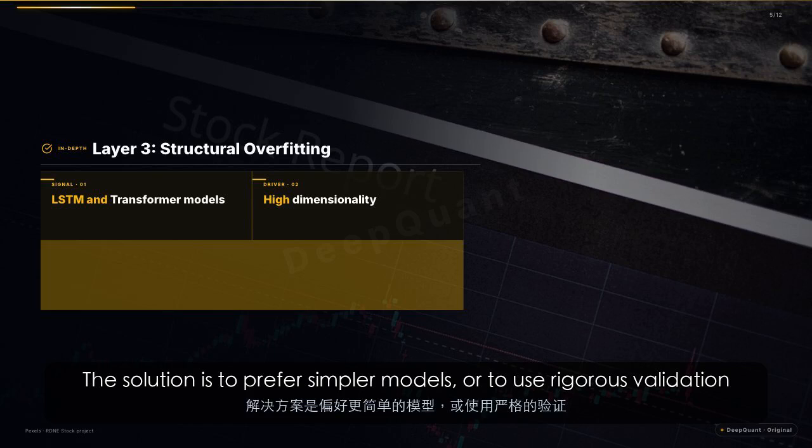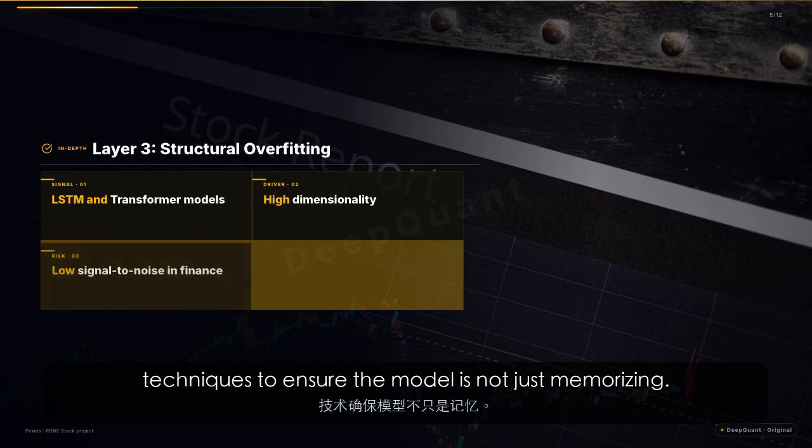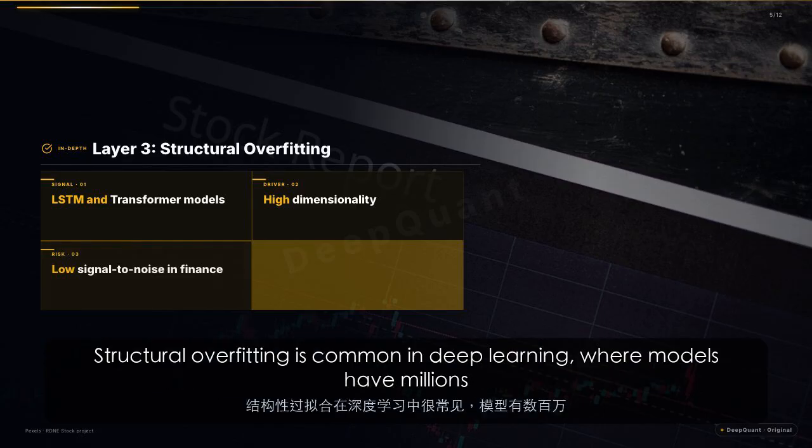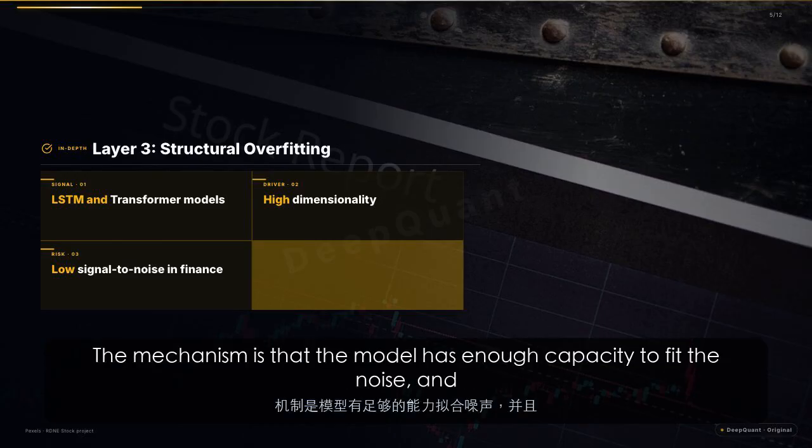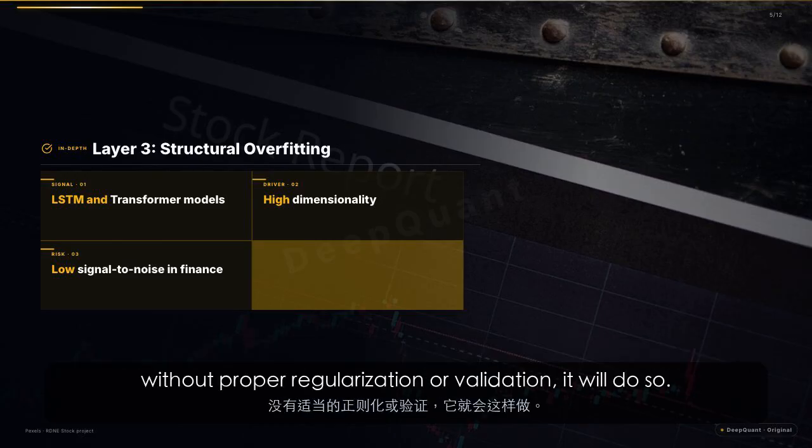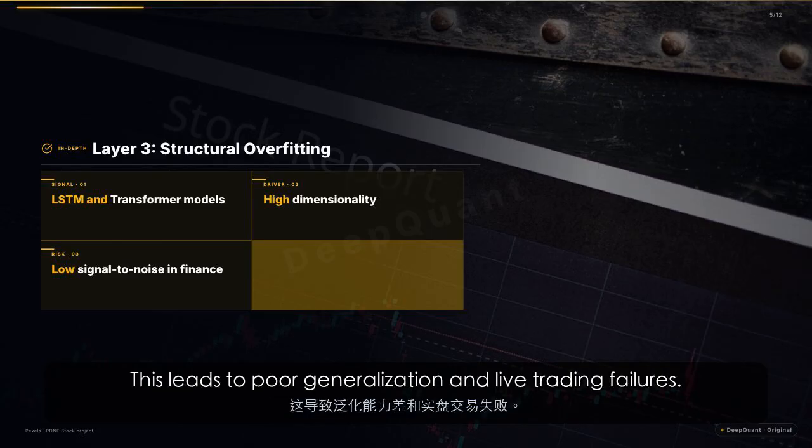The solution is to prefer simpler models, or to use rigorous validation techniques to ensure the model is not just memorizing. Structural overfitting is common in deep learning, where models have millions of parameters. The mechanism is that the model has enough capacity to fit the noise, and without proper regularization or validation, it will do so. This leads to poor generalization and live trading failures.